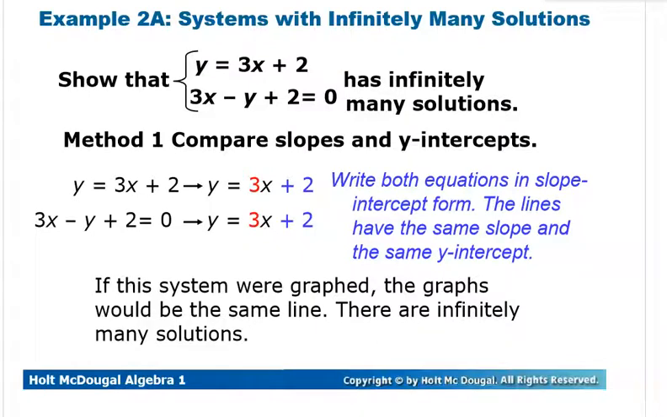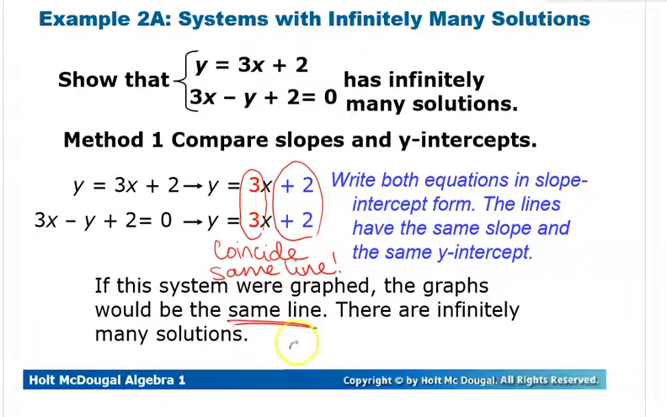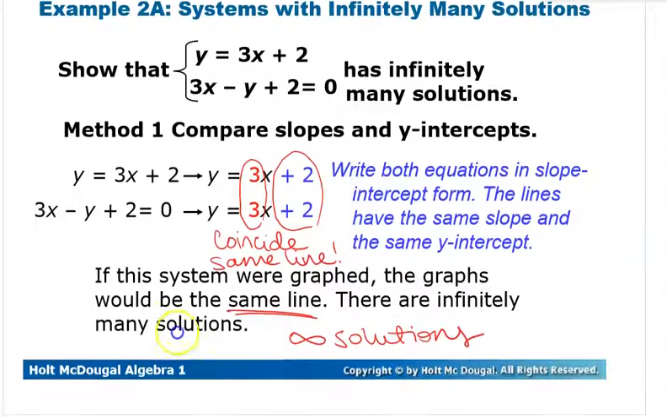So in this first method, they rewrote it into y equals mx plus b form, and you see they have the same slope, but they also have the same y-intercept. These coincide. These are the same line. Okay, it says right there too: there are infinitely many solutions, infinite solutions. Whatever you feel like writing. That fancy R, infinite solutions.